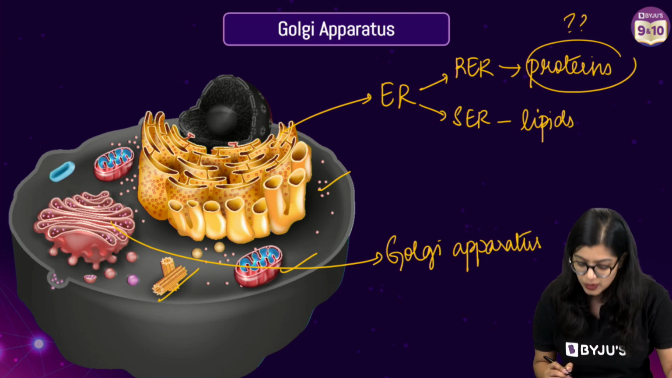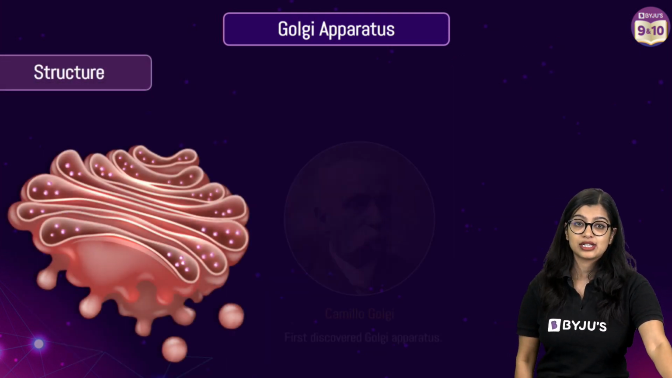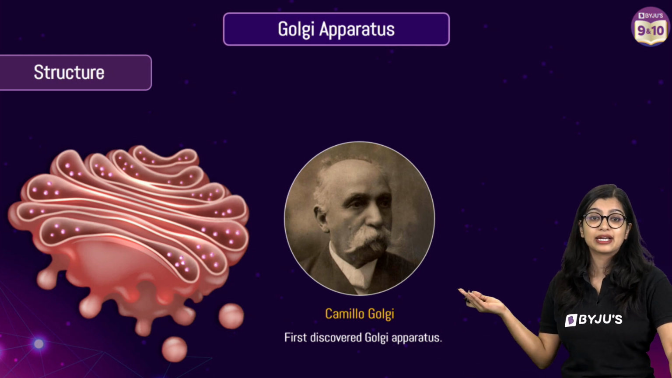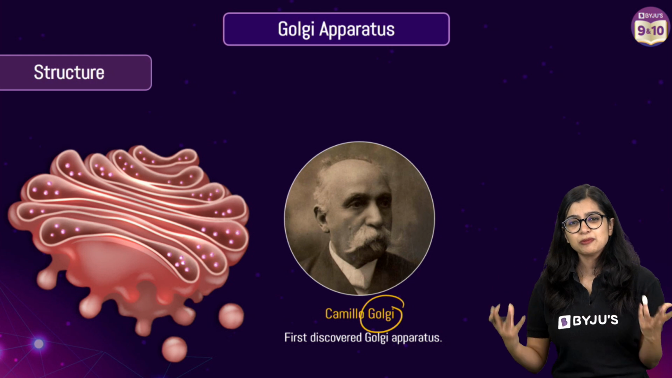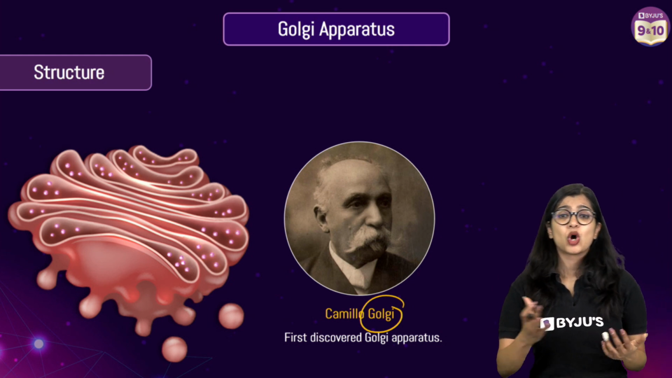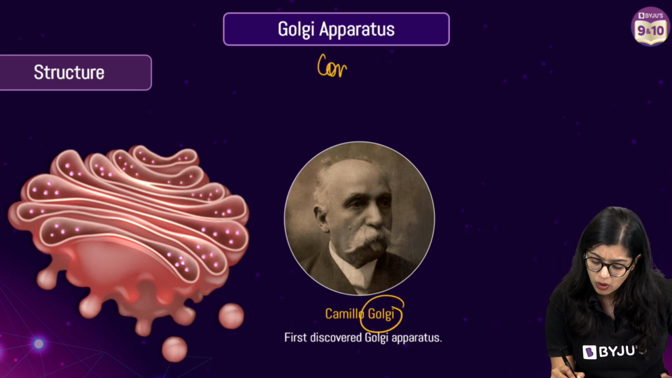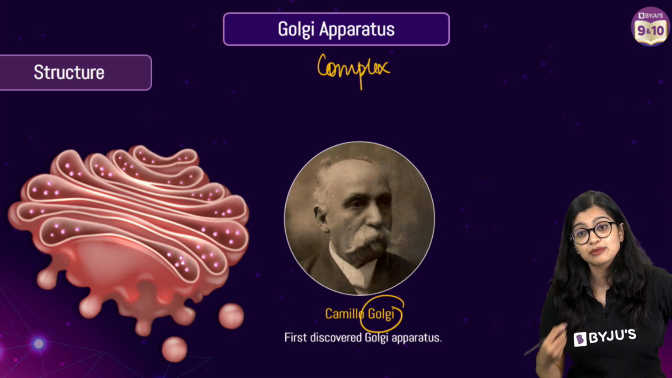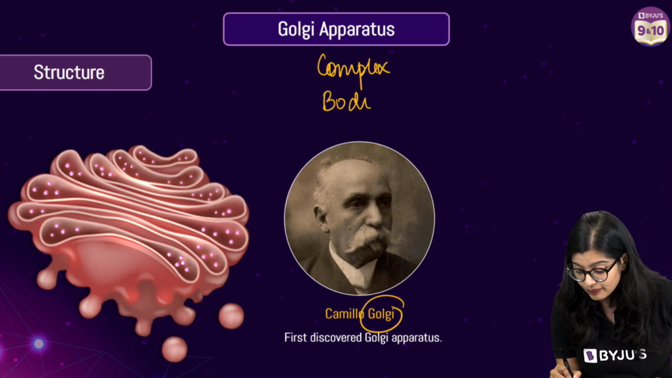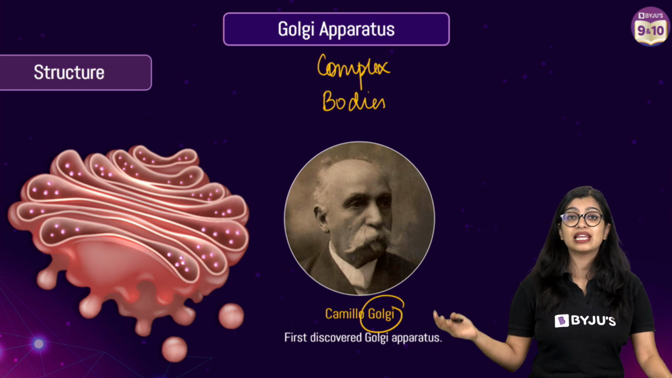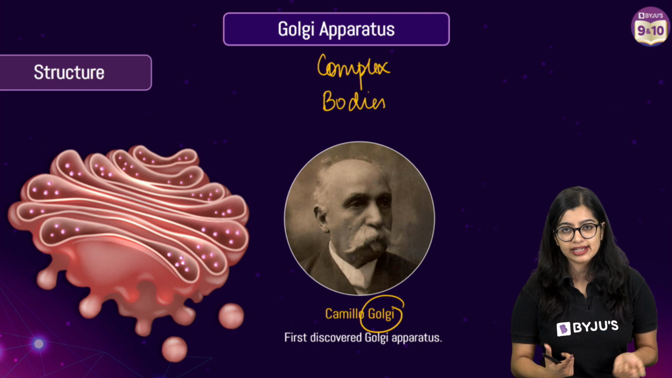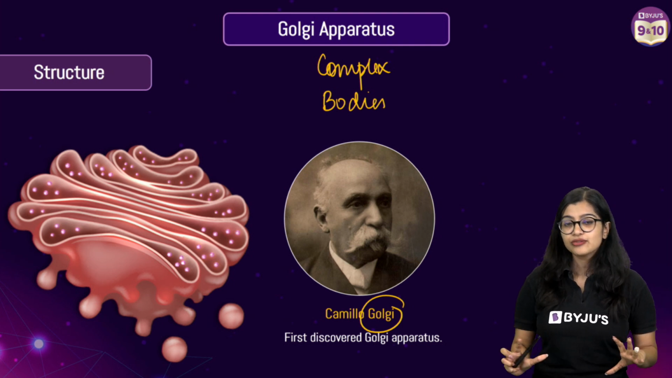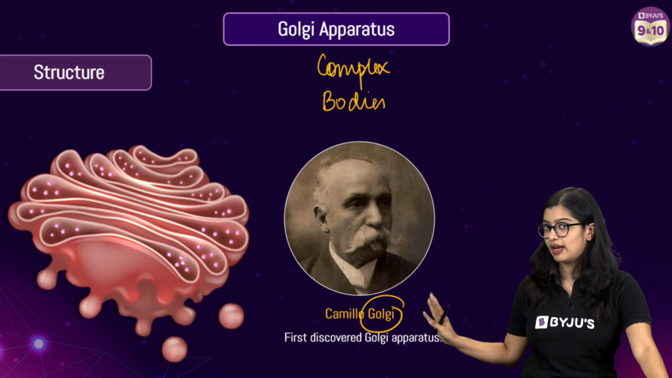Now, of course, as we all know, the Golgi apparatus was first discovered by Camillo Golgi, and hence the name Golgi apparatus. Now, you must be thinking, ma'am, sometimes we call it Golgi apparatus, sometimes people call it Golgi complex, sometimes people call it Golgi bodies. Ma'am, are they all the same things or are they all different? Now, let me tell you, it's more or less the same thing. It's just different ways in which we refer to it, but at the end of the day, we are talking about the same thing, right?